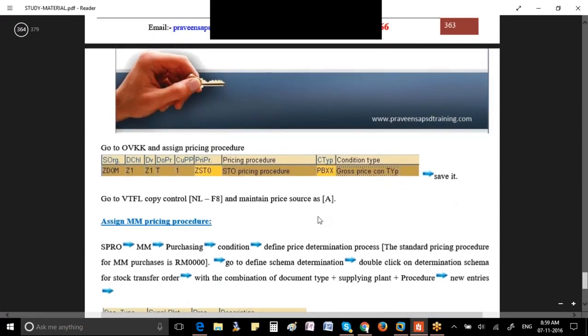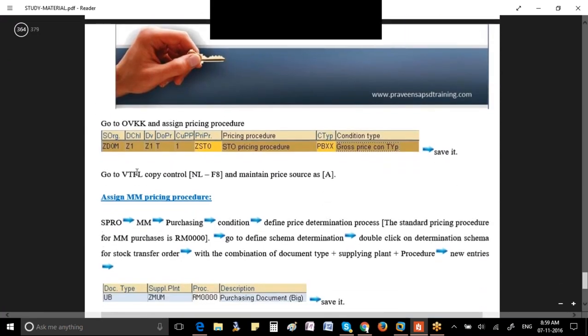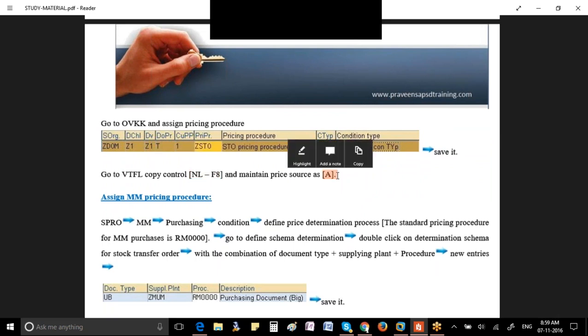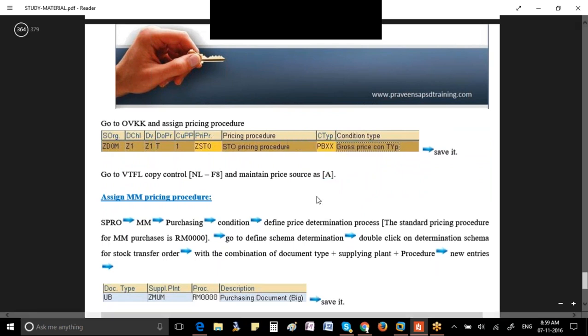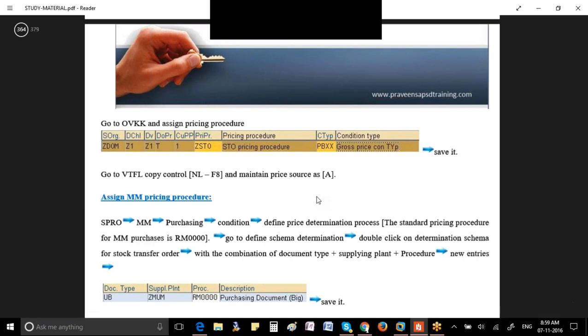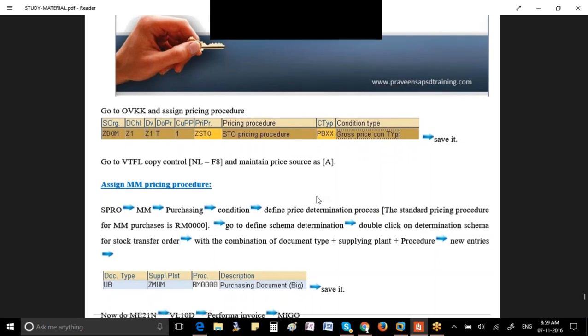That's it. Go to the OVKK pricing procedure determination, and for this combination, for this procedure, assign your pricing condition type PBXX, and for NL to F8, price source VTFL, maintain as A. A means take the price to this particular invoice from the PO, price source from M. So this is how you can copy the price from PO to pro forma invoice.